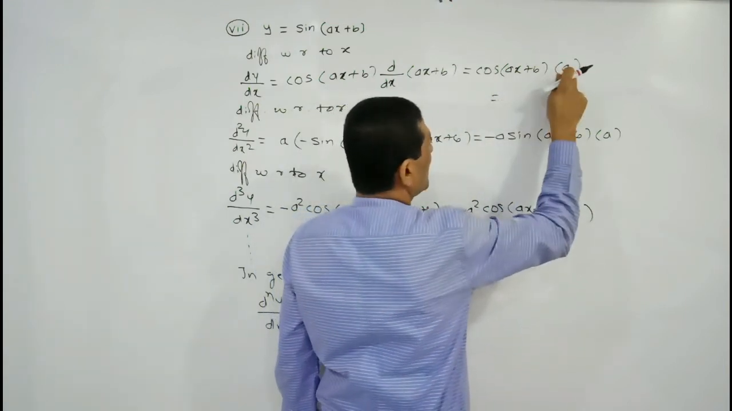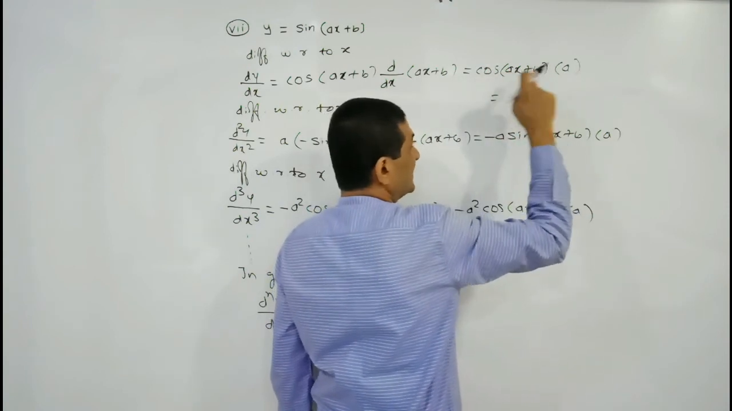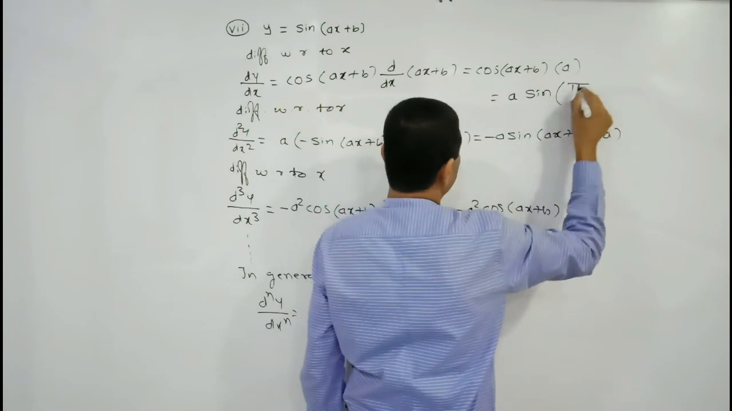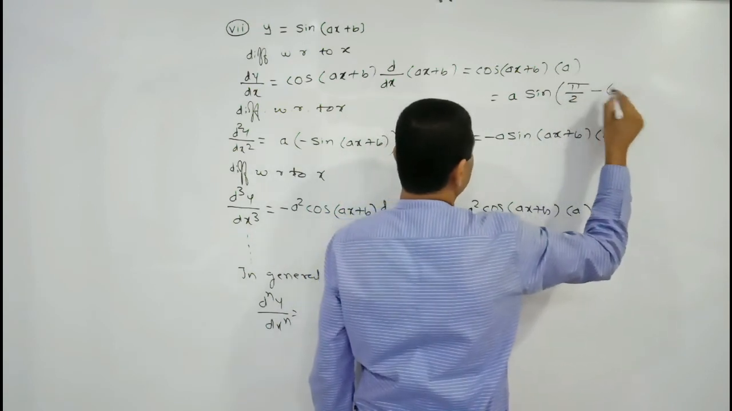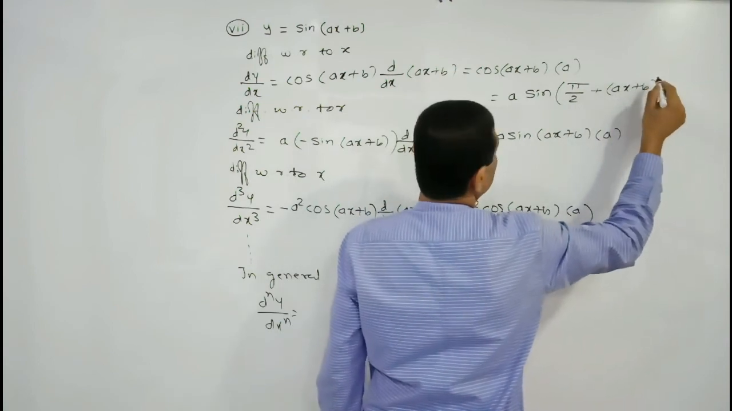So here a is a constant term, keep it as it is. Now is it in the form of cos theta? Yes, cos theta according to allied angle formula, can I say that it can be replaced by sine pi by 2 plus theta? Theta is what here? Ax plus b, isn't it?